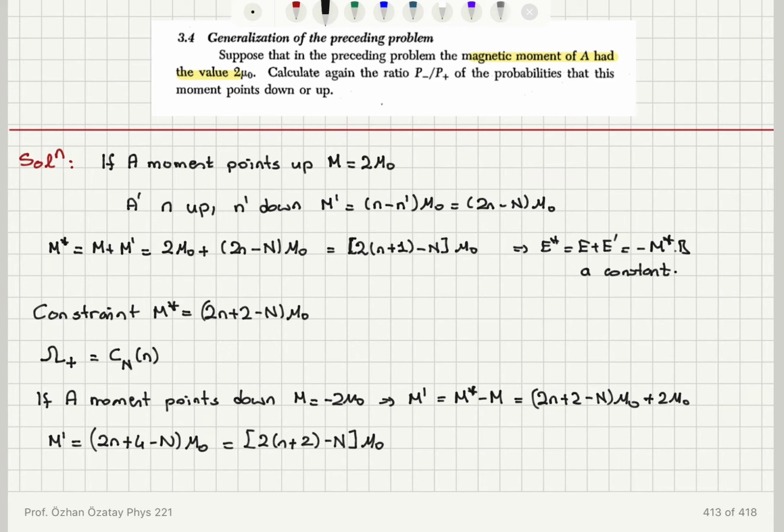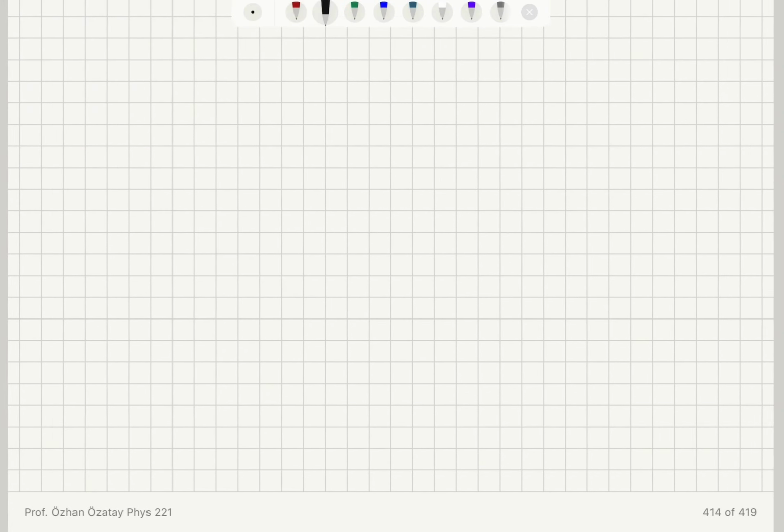So that implies that n plus 2 moments up and n prime minus 2 moments pointing down. So that means the number of states accessible to the system for this scenario where I have the A moment pointing down will be combinations of capital N objects taken n plus 2 at a time. So we can calculate the ratio of the probabilities. The probability P plus is equal to, once again, omega plus divided by omega total. And for P minus, I have omega minus over omega total, the equal a priori probabilities postulate.